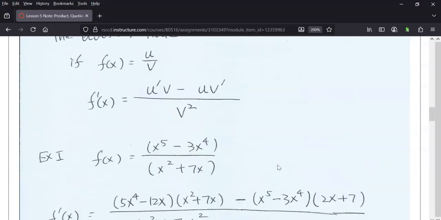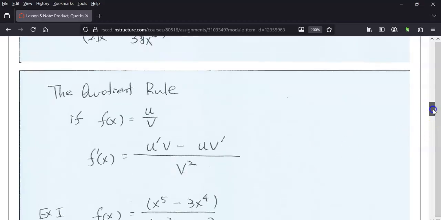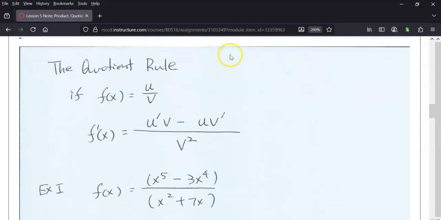Now the second rule we're going to learn is the quotient rule. If we have the product rule, we have the quotient rule. So if f of x equals u divided by v, then the derivative of x equals v squared in the denominator, and on top is the derivative of the numerator times the denominator minus the numerator times the derivative of the denominator.